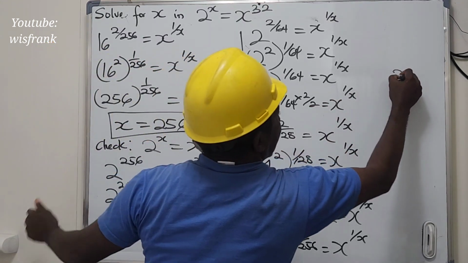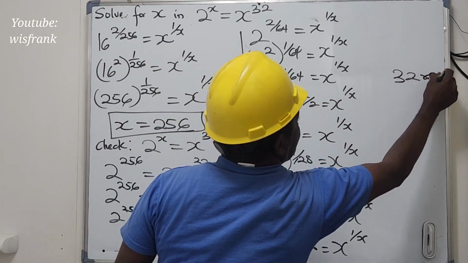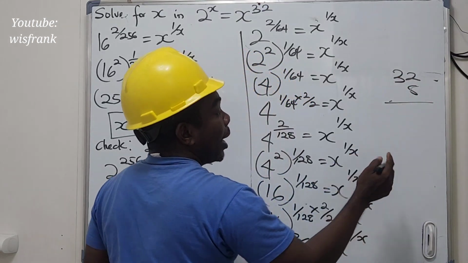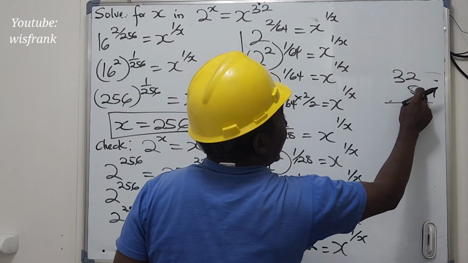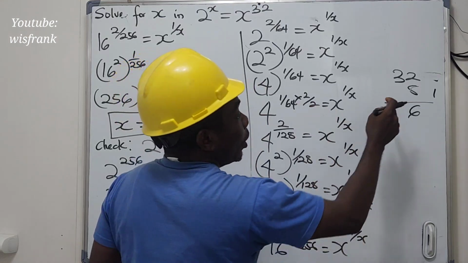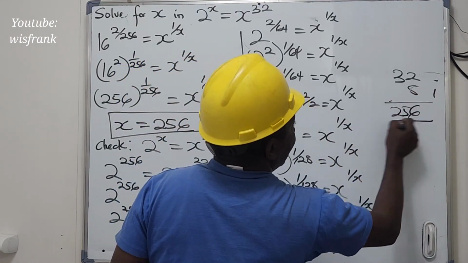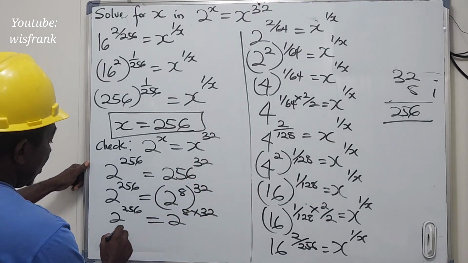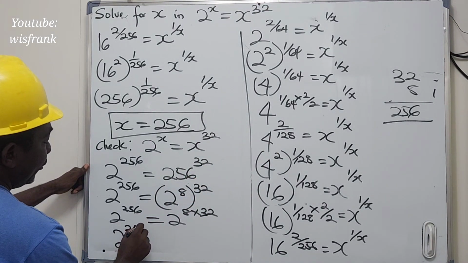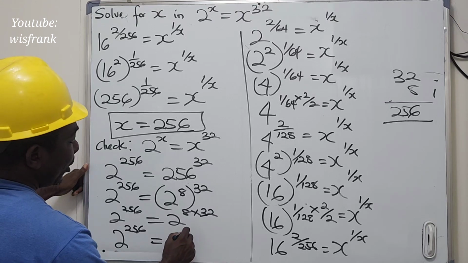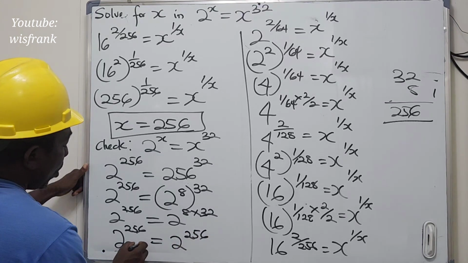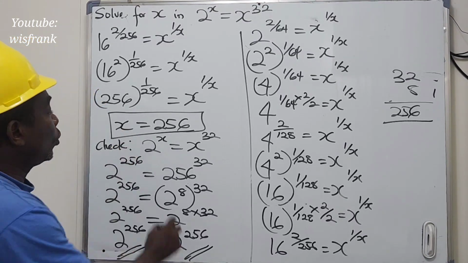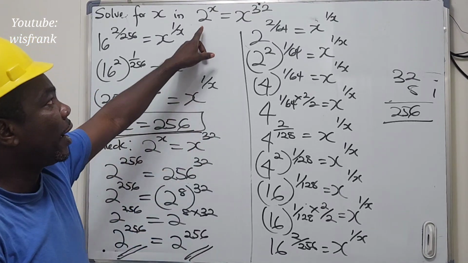Let's see, 32 times 8. 8 times 2, we have 16. We write 6 here, carry 1. 8 times 3, we have 24. 24 plus 1, we have 25. Therefore, 32 times 8 will give us 256. So 2 to the power of 256 equals 2 to the power of 256. What we have on the left hand side is what we have on the right hand side. Therefore, x equals 256 satisfies this equation.